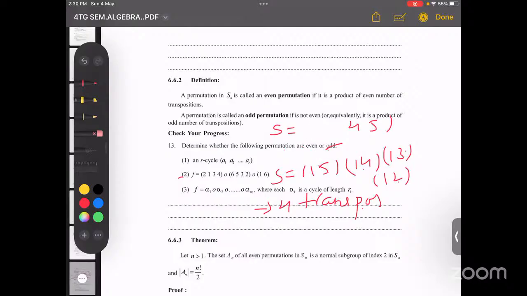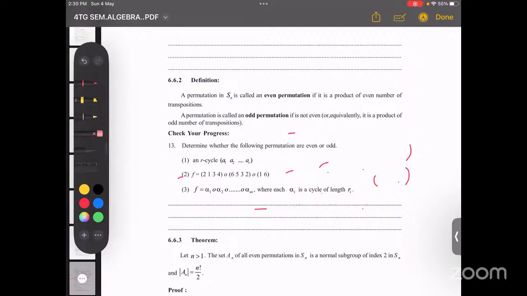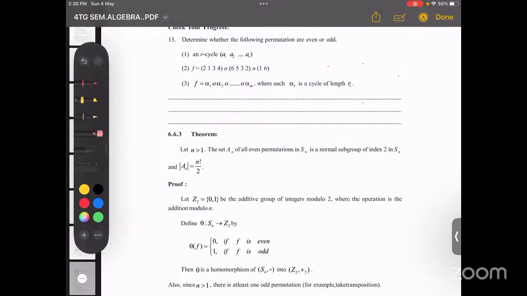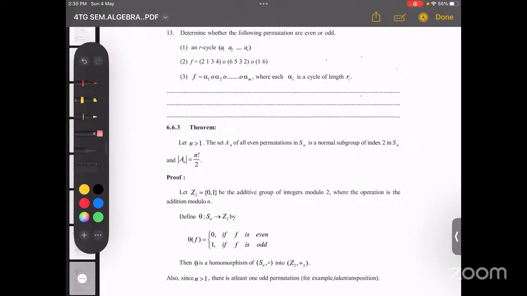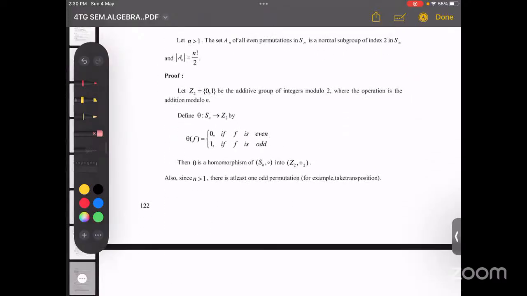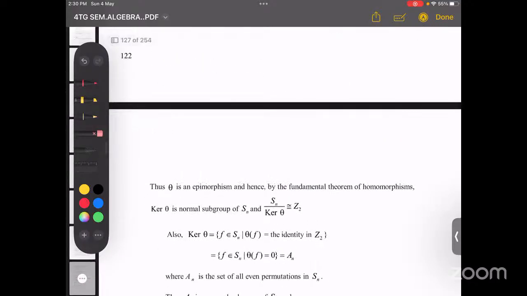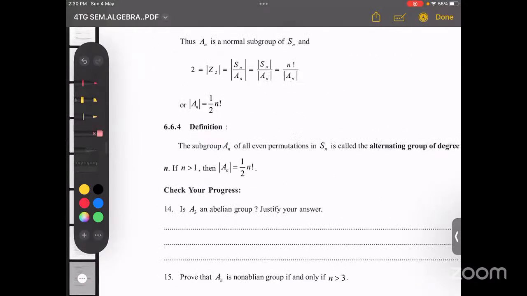Next, we have one important theorem in this. Let n be greater than 1. The set An of all even permutations in Sn is a normal subgroup of index 2 in Sn, and the order of An is equal to n factorial by 2. This is the most important one. Sometimes it is asked for 10 marks also. So you can go through this theorem and whatever proof is there.